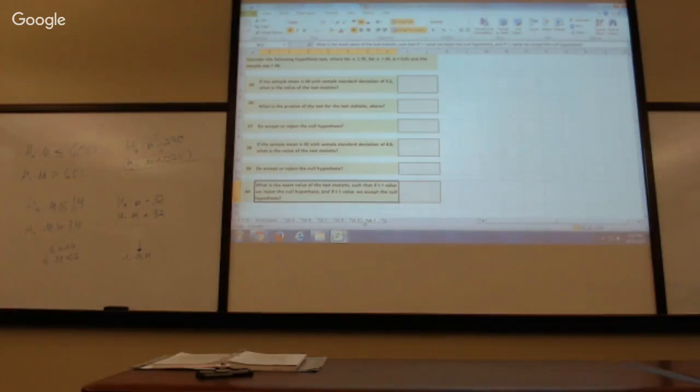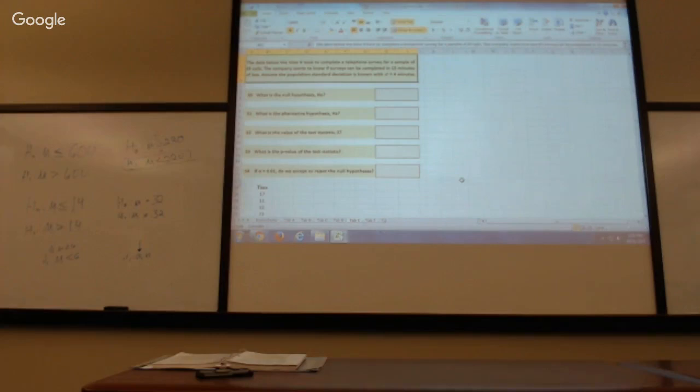Since we're doing a lower tail test, our t-value is going to be negative. So we want to find what this value is, and if our test statistic is less than this t critical.